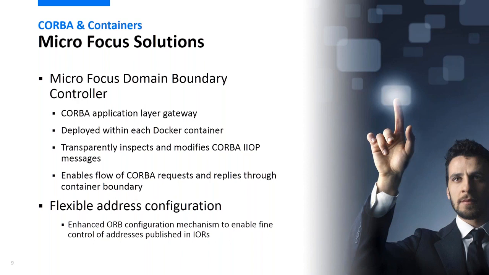The other enhancements delivered in the CORBA for Cloud and Docker product target the ORB's configuration mechanism to enable finer control of the addresses that are published within CORBA IORs. This will ensure that the addresses that are published within an IOR are reachable from outside a container. And this approach complements the various networking modes supported by Docker.